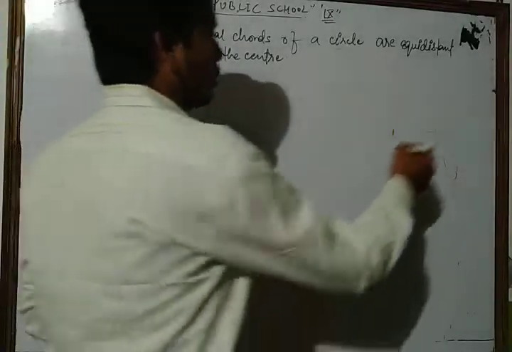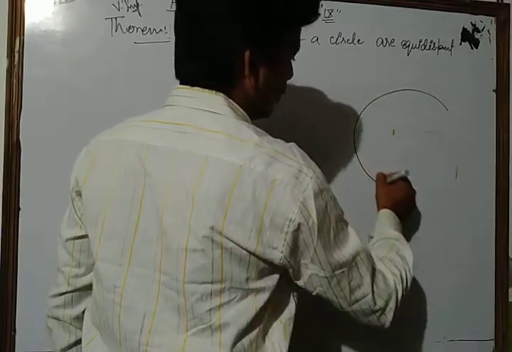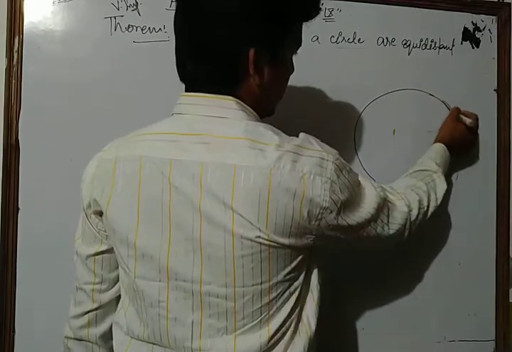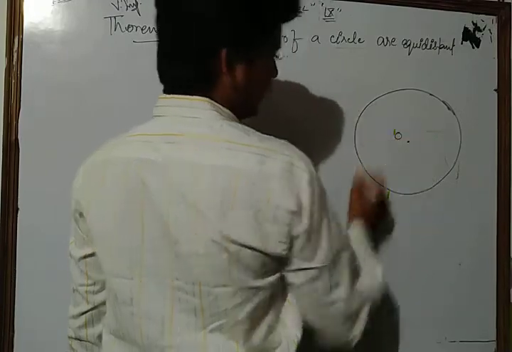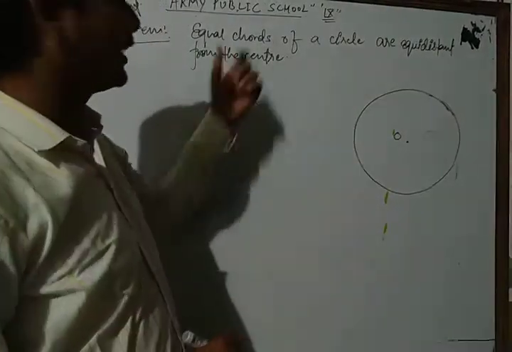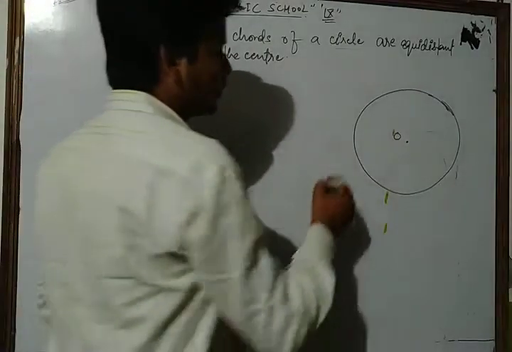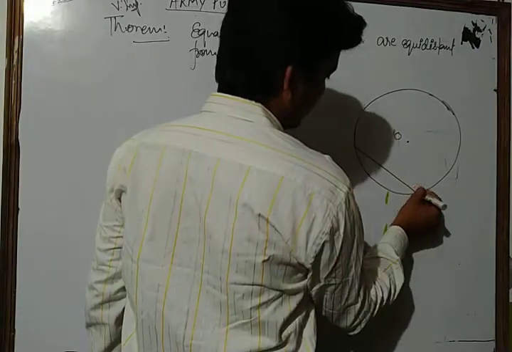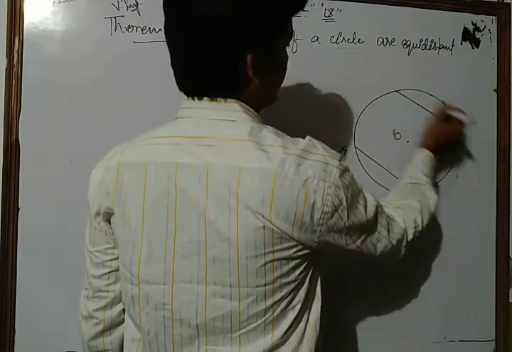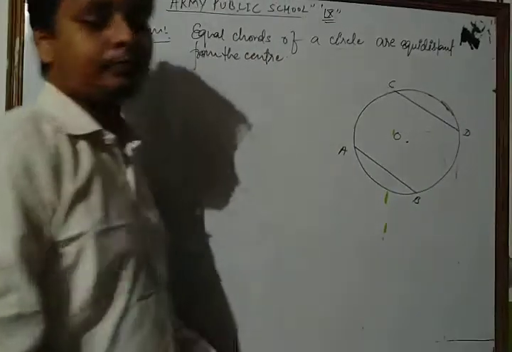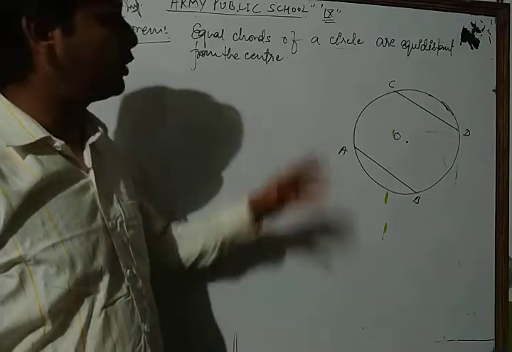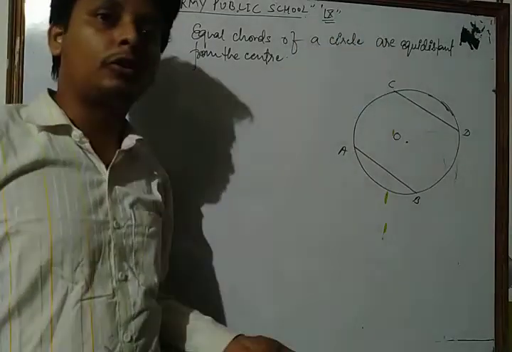So dear students, first of all we draw a circle C with center O and radius R, and in that figure we draw two equal chords, because according to the theorem the chords are equal. So we draw two chords: a chord AB and another chord CD, which are equal to each other, and we have to show that equal chords of a circle are equidistant from the center.